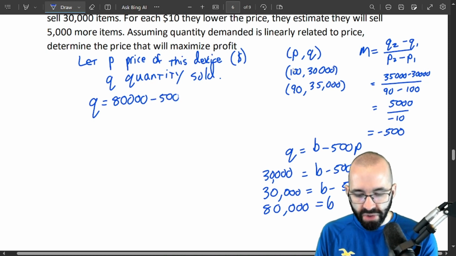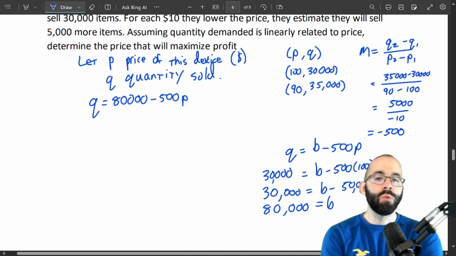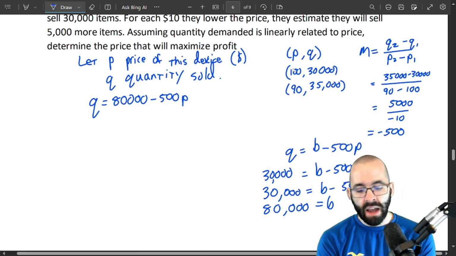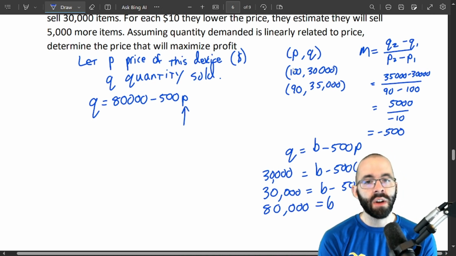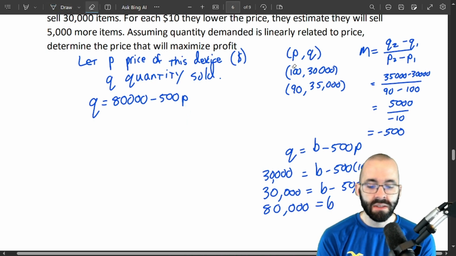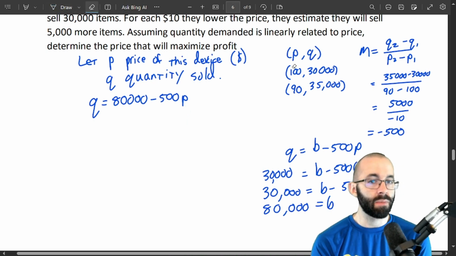minus 500 times P. Here you can really see the relationship between price and quantity. Every increase in price of $1 decreases the quantity by 500. That's what slope's all about. Every time price increases, quantity decreases by 500.